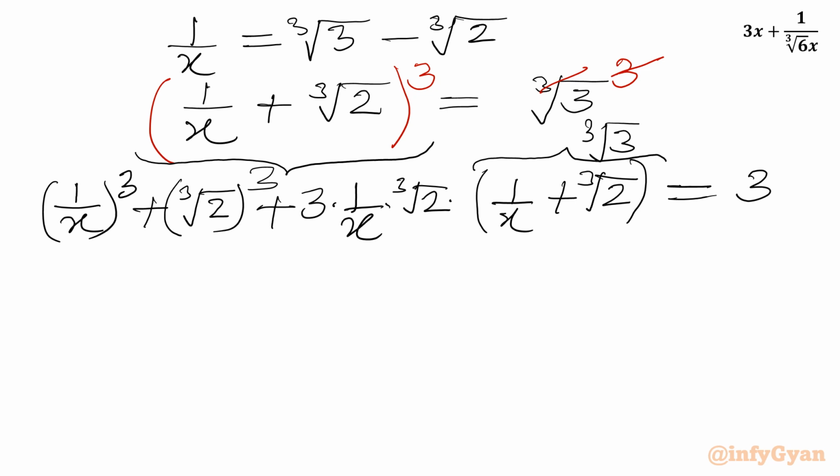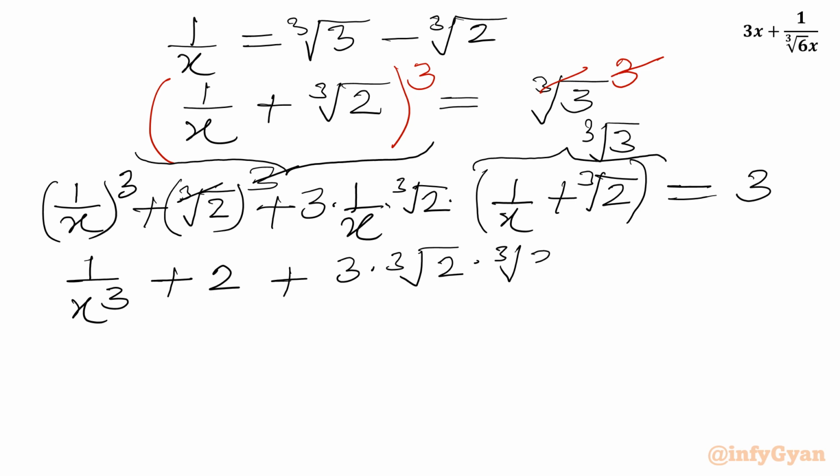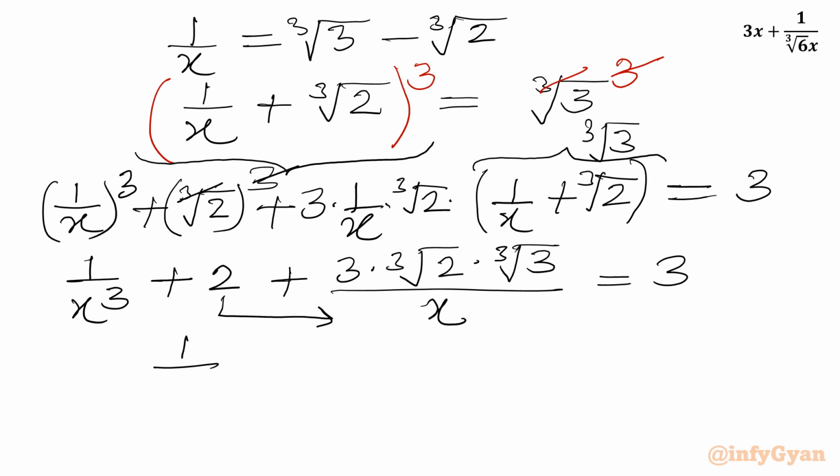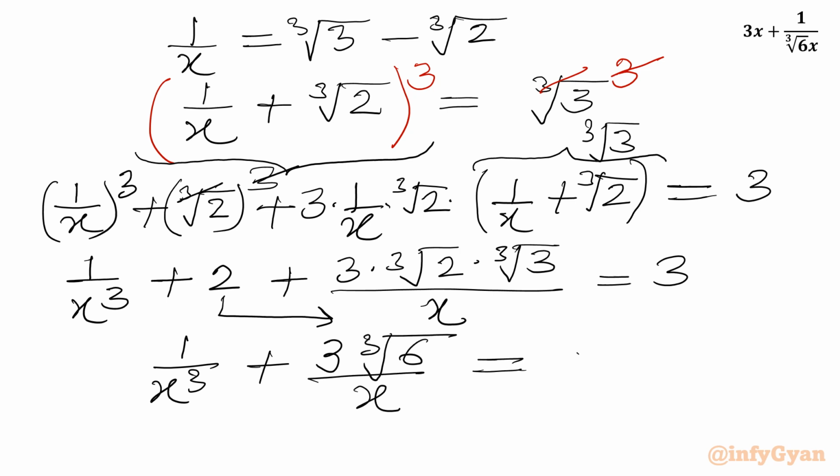So I can write here, cube root and cube will be over, (1 over x) cube plus 2 plus 3 times cube root 2 times cube root 3 over x equal to 3. Now I will subtract 2, or take this 2 to the RHS. So I can write (1 over x) cube plus 3 times cube root 6 over x equal to 1.